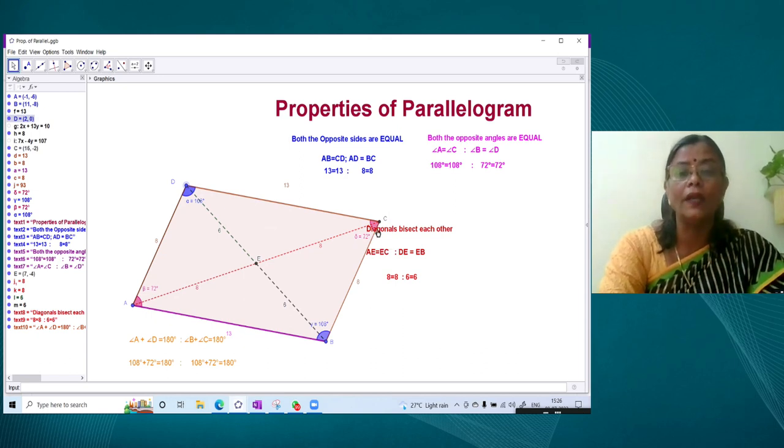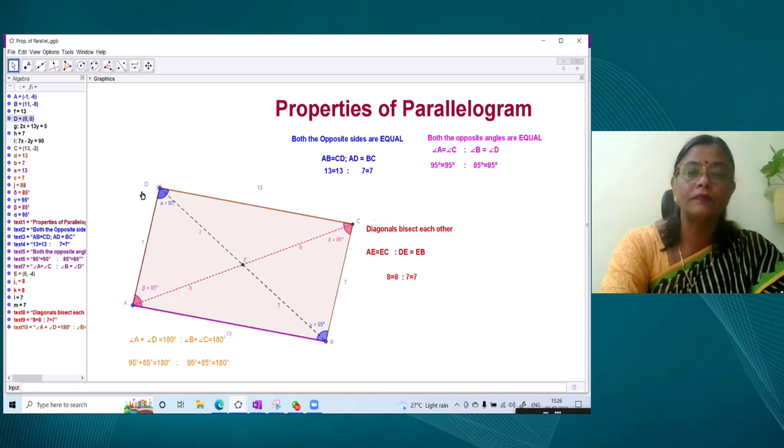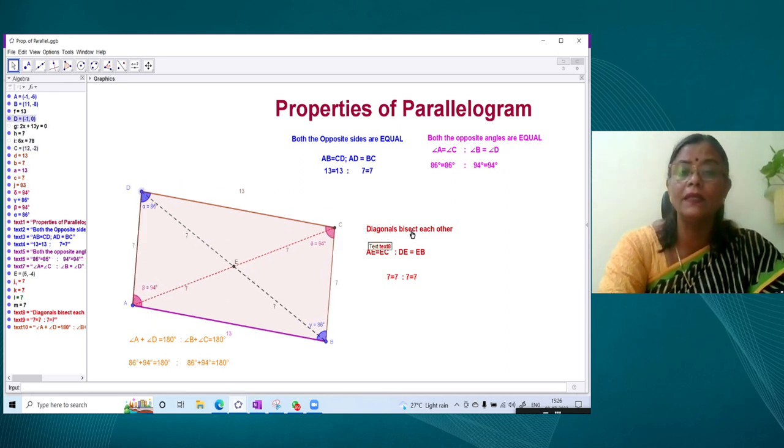Now, there is one more piece of information. See, one more piece of information I have written there. Yes, it is visible on the screen: diagonals bisect each other. You can measure it, you can see the length of AE, this is 7 units. It is very light, so maybe it is not visible on screen, but this measures 7 cm.